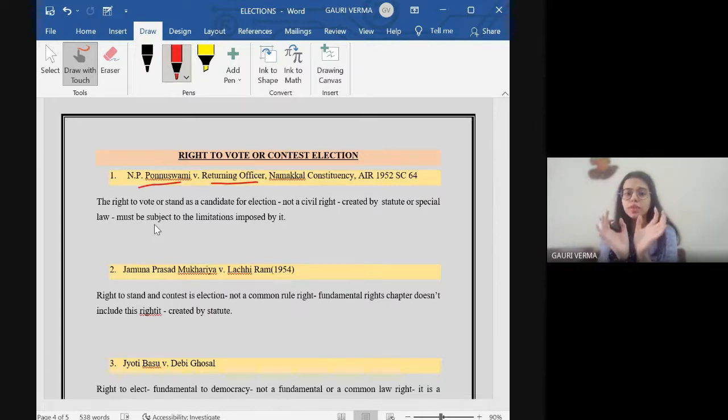It's not a common law right, and it is created by a statute or a special law, and it must be subject to the limitations imposed by it. That is, it is made by a statute. Another case which lies on a similar principle is Jamuna Prasad Mukherjee versus Lachhi Ram. The right to contest an election is not a common law right, and it is neither included in the fundamental rights chapter. It means that it is a statutory right again.